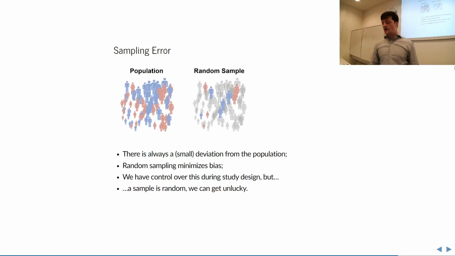Okay, so the last one, sampling error, is basically this. You have a population, you're going to draw a random subset. Drawing it randomly will deal with any potential bias, there's no issue there, but it's still a random subset, so you can get unlucky, so to speak.